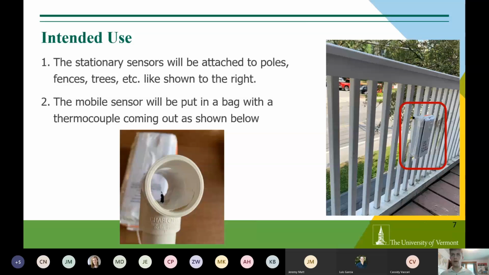And then the intended use for the stationary sensors would be to put them on poles, like shown to the right, and then the mobile sensor can be put in a bag with the thermocouple coming out with the PVC pipe to block the sun.